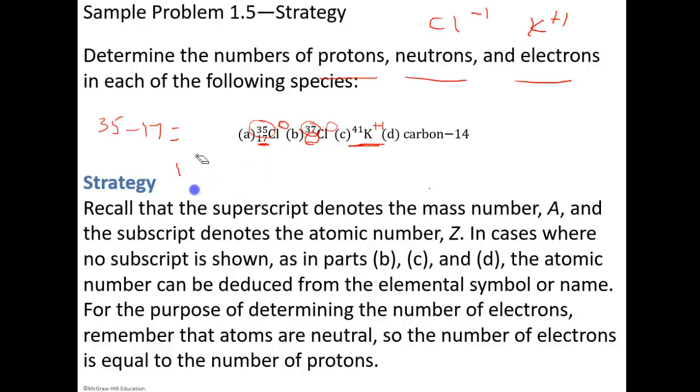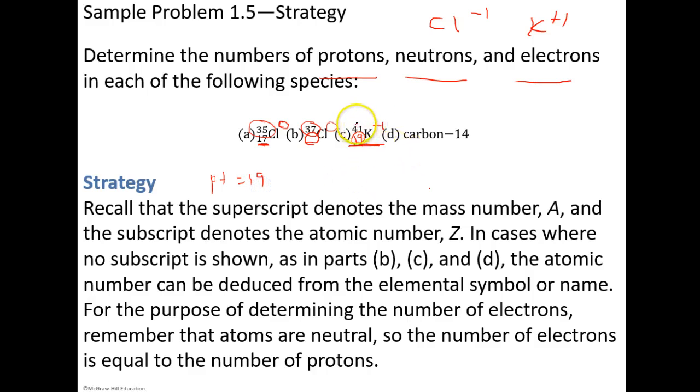Let me erase this for right now so we have room. Okay, so all I'm given here is the mass number of potassium. I need to find this number. That number is the atomic number for potassium, which is 19. So that number right there should be 19, which is also the number of protons. So protons equal 19.